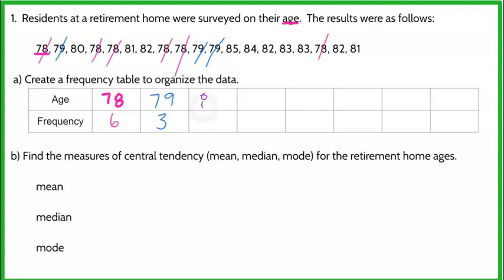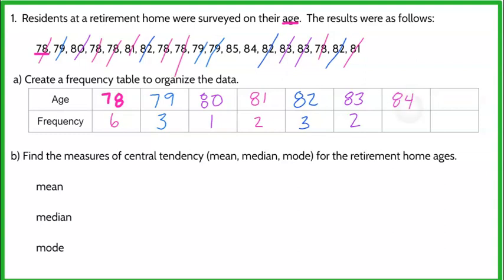Next we're looking at 80, and I see 80 only one time in the table. All right, next number would be 81, and I see that one time, 2 times. 82, we see 1, 2, 3 times. 83, we see 1, 2 times. And then 84 and 85 are both in the table one time.